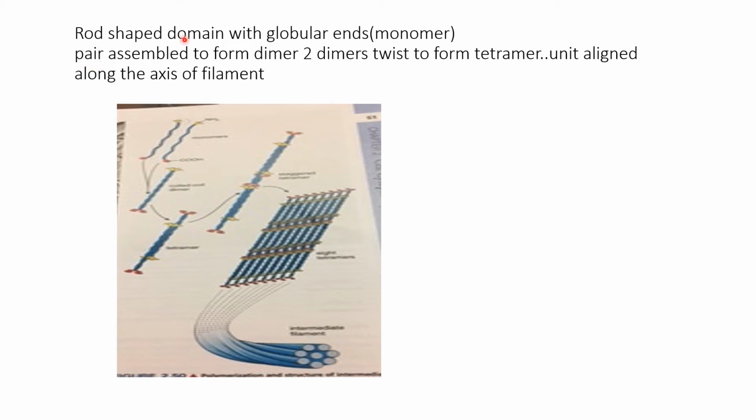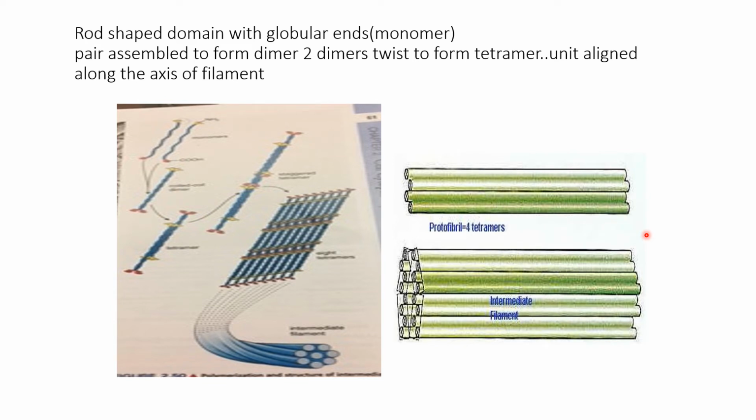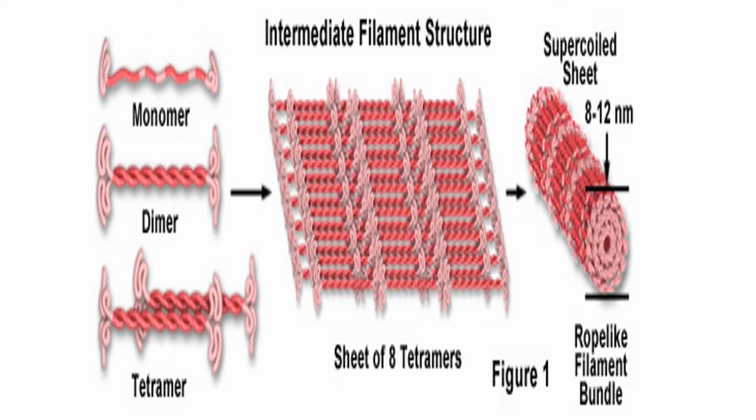Here is a rod-shaped domain with globular ends called the monomer. One monomer and one monomer together form a dimer. Two dimers together form the tetramer. Polymerization of the tetramer forms the intermediate filaments. Again, monomer and monomer form a dimer. Two dimers form a tetramer. And polymerization of the tetramer forms the intermediate filament.